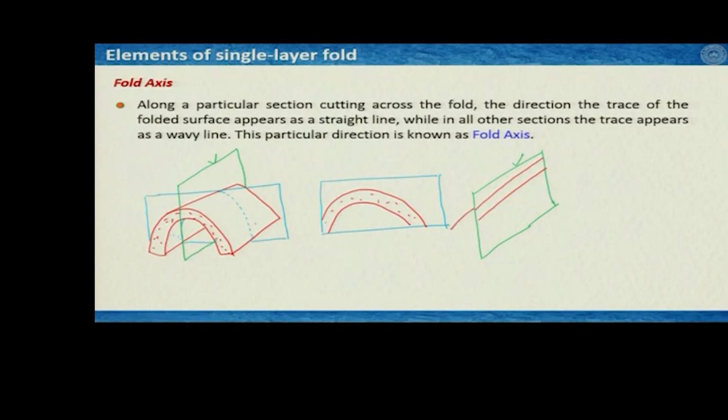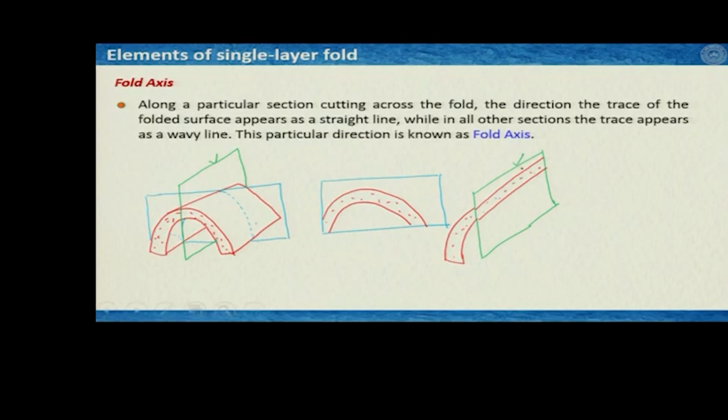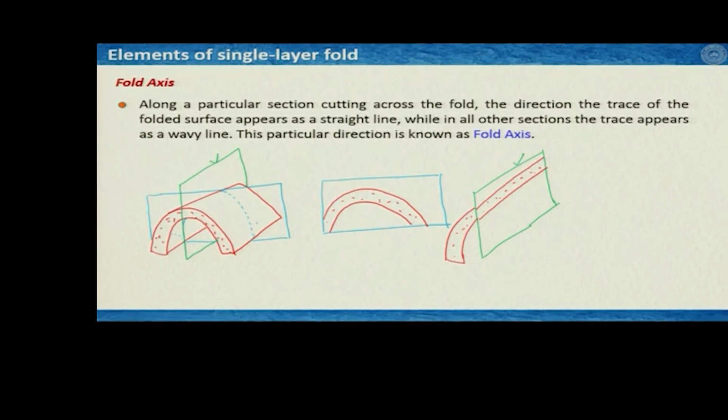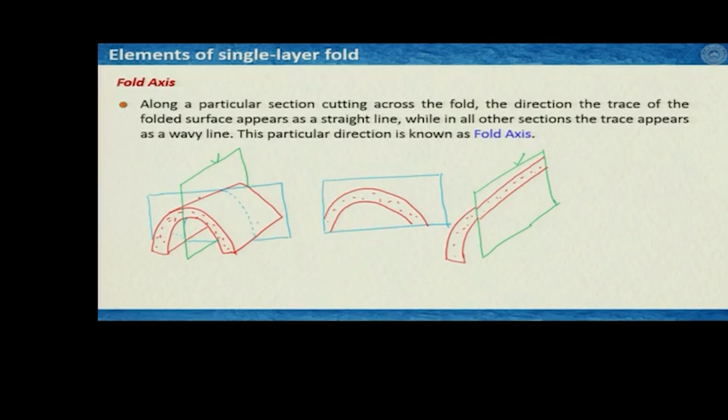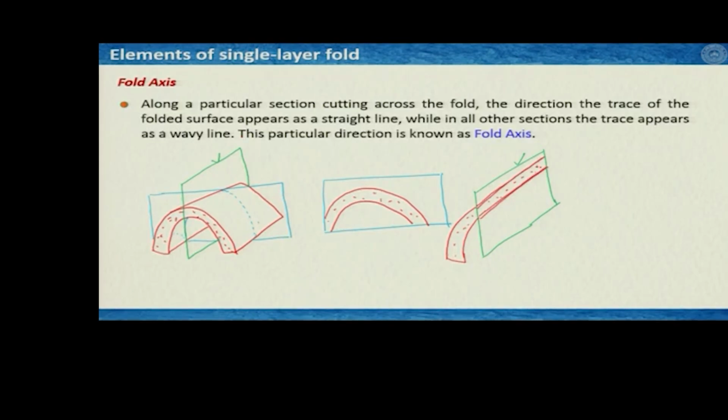The trace of the fold on this surface, something like that. So, in any section you can rotate this blue plane in any direction, in any axis, you will always get a curved trace of this fold on this surface. But this green surface is the unique one, where you would get this trace as a straight line, and this straight line, or the direction of this straight line, is known as the fold axis.